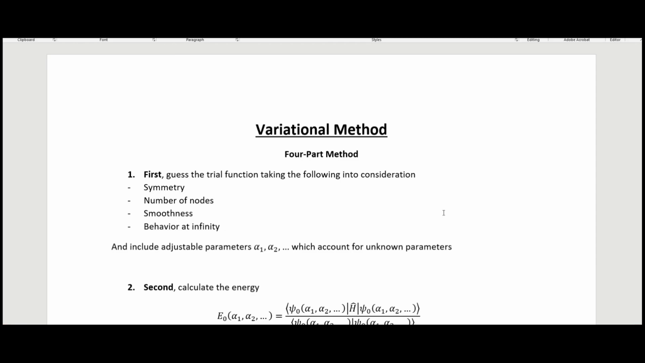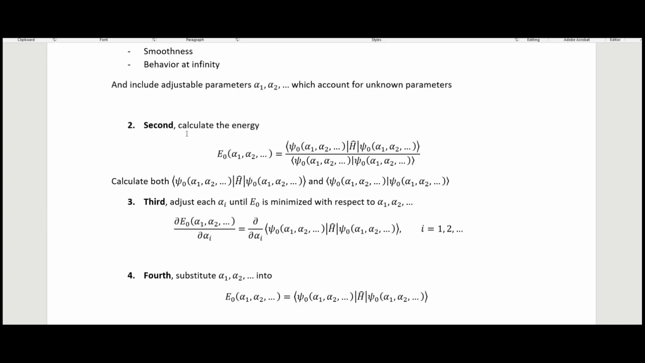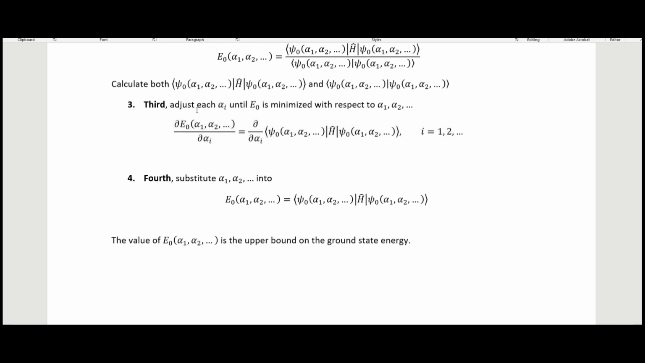But just to drive this point home, because this is the take-home message, we're using our four-part method here. First, we guess the trial function with our adjustable parameters. Then we find the expression and calculate the energy: the expectation value in the numerator, and then the inner product in the denominator. Third, we adjust the adjustable parameters by taking the partial derivative of our energy with respect to each of the adjustable parameters.